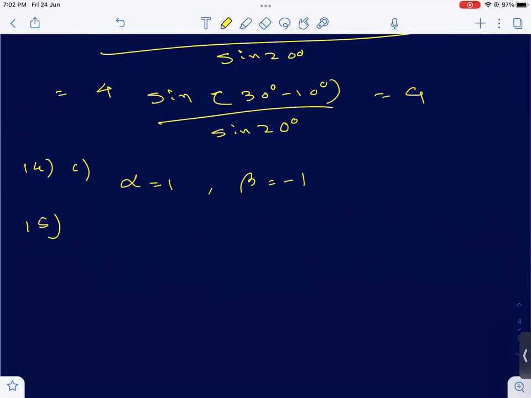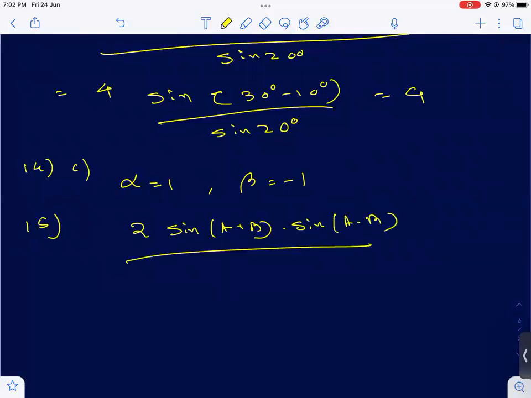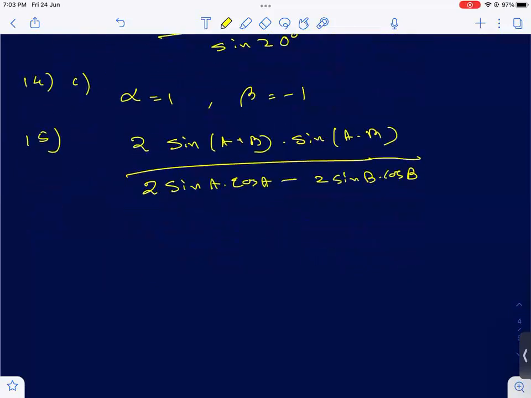Question number 15 is telling us sin square A minus sin square B, which means sin A plus B into sin A minus B. Otherwise, yes, that also we can write, and multiply the denominator. If we just multiply by 2, I am writing sin square A minus sin square B as sin A plus B into sin A minus B. I am multiplying 2 in the numerator and denominator; that is why 2 has been written. So the denominator also multiply by 2: 2 sin A cos A minus 2 sin B cos B.